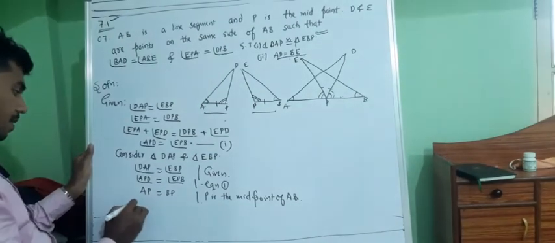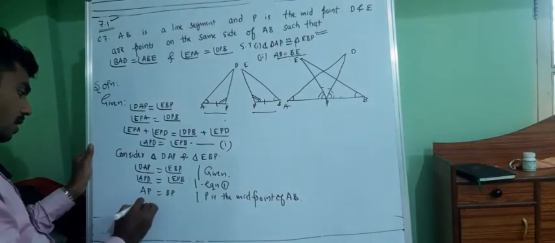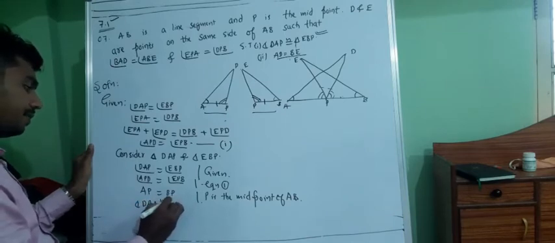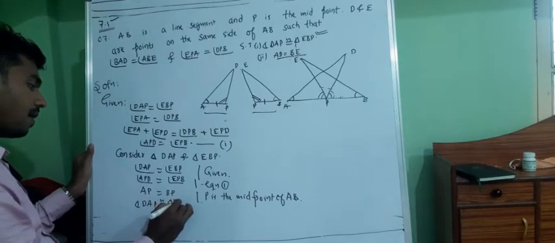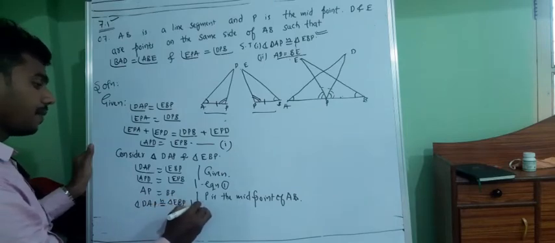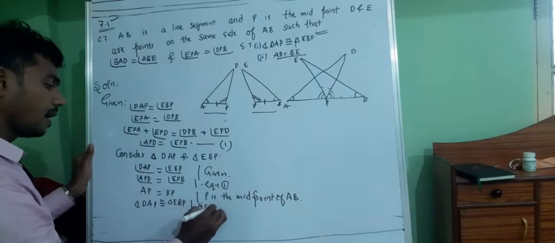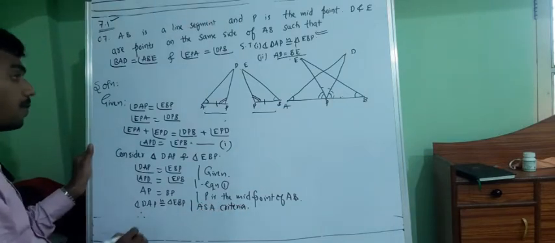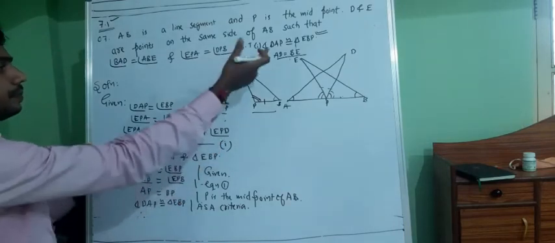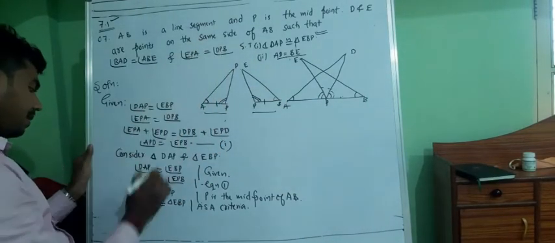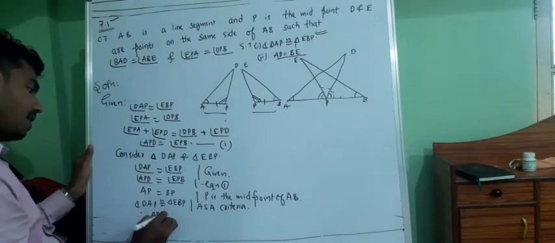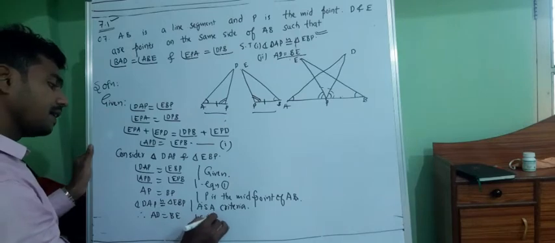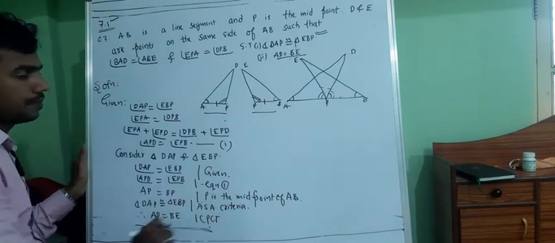Therefore triangle DAP is congruent to triangle EBP. What is the criteria? ASA criteria. So therefore AD will be equal to BE by CPCT rule. So please note this down.